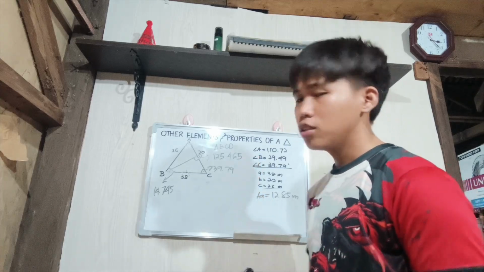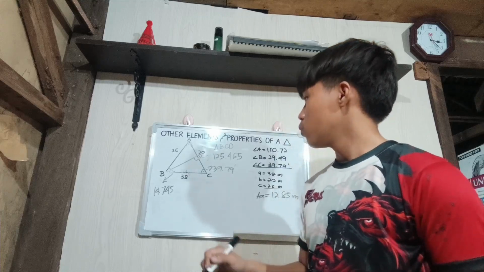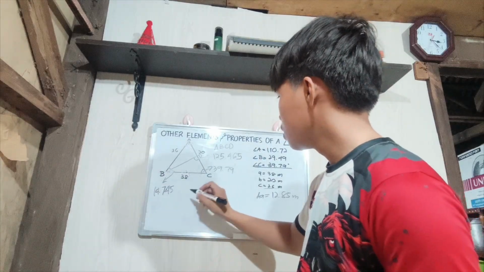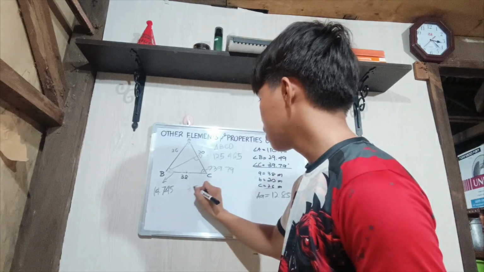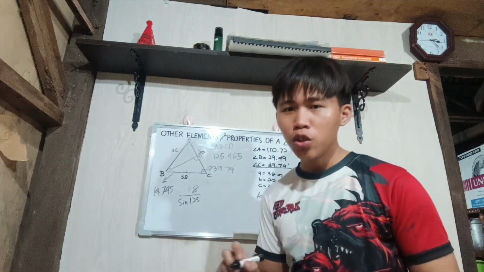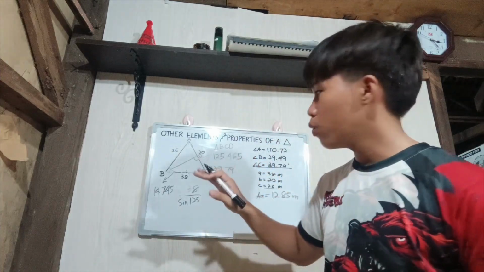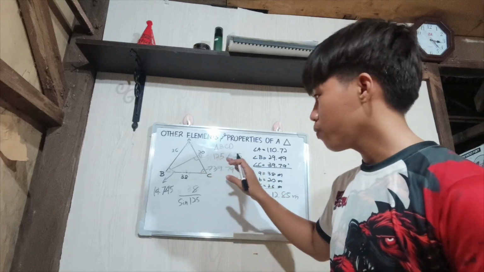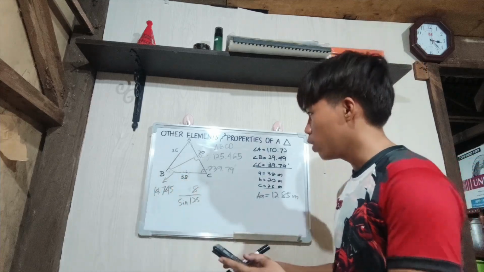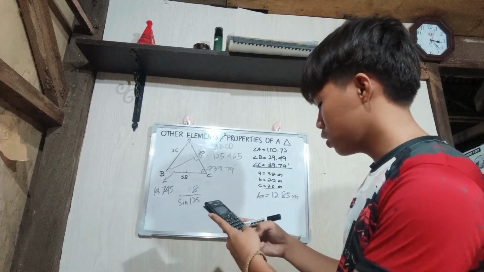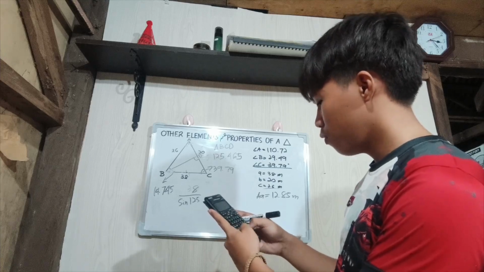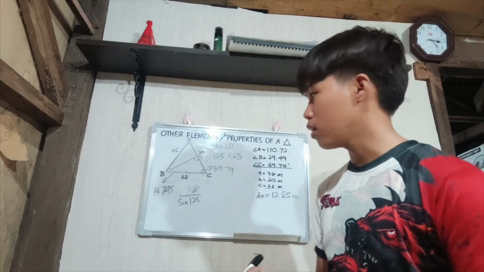So next we're going to use the sine law. So 38 over sine 125.465. In case you're doubting this angle, we're going to add these. So if it is equal to 180, 125.465 plus 39.79 plus 14.745, it is equal to 180.